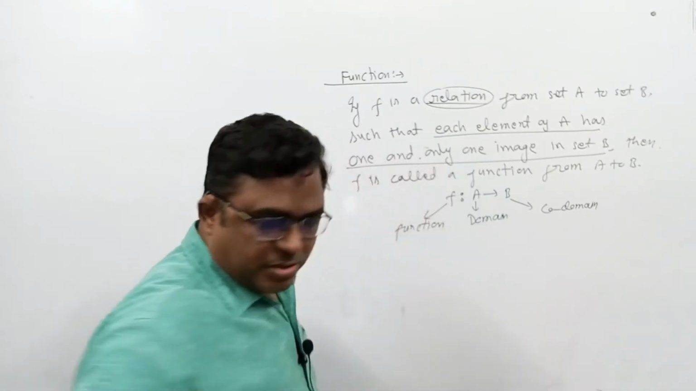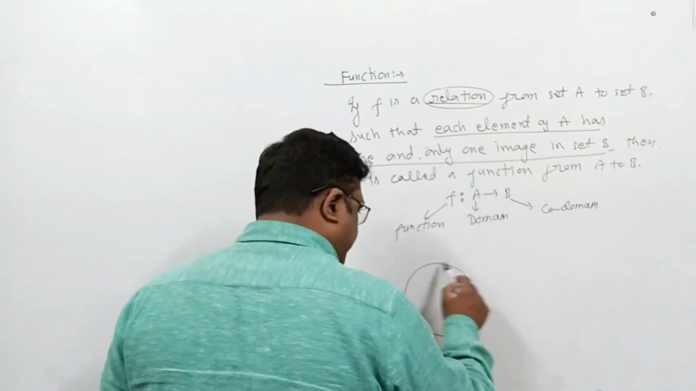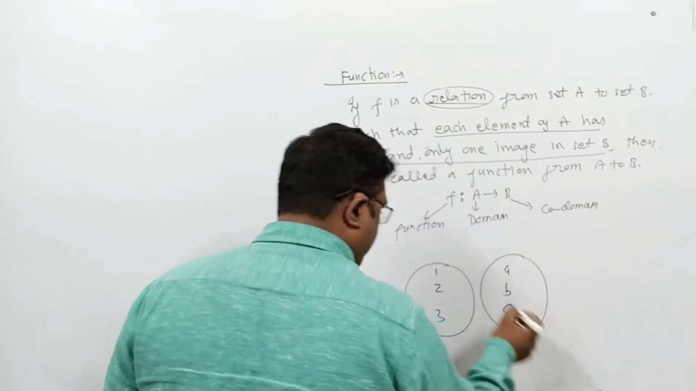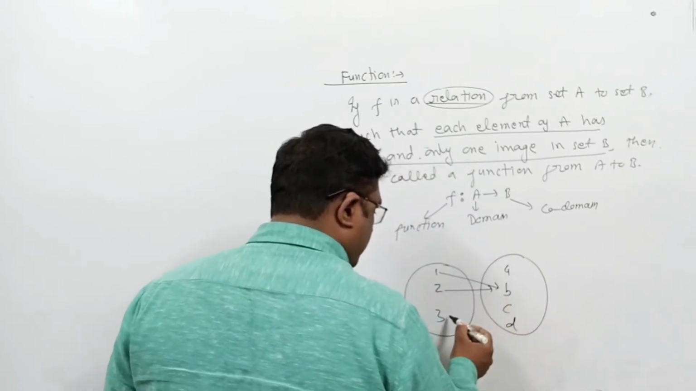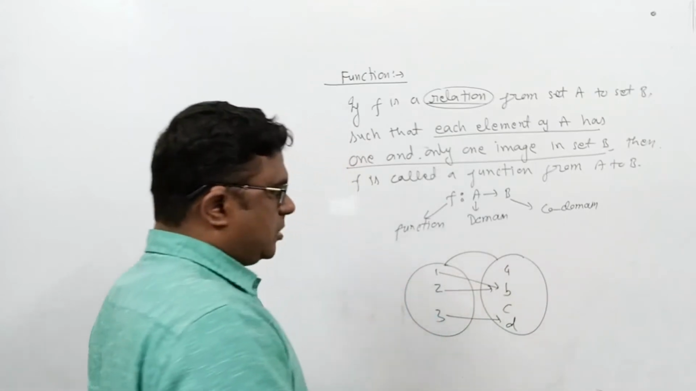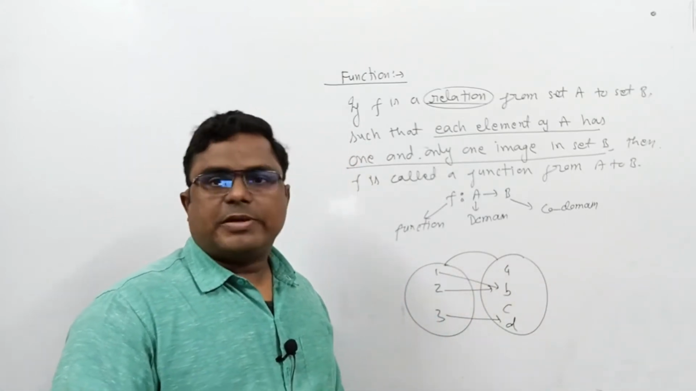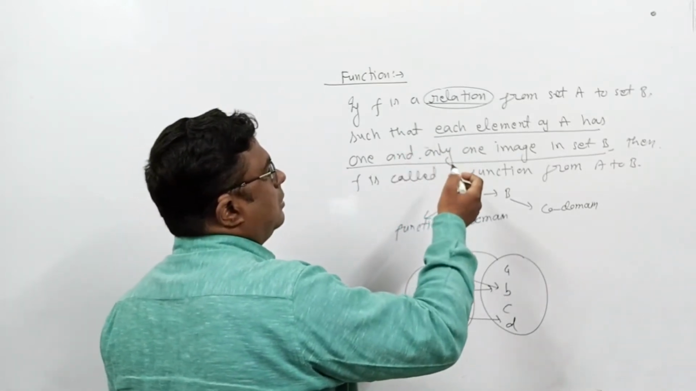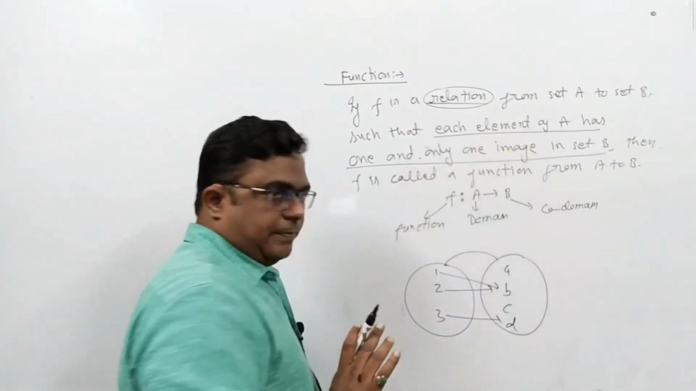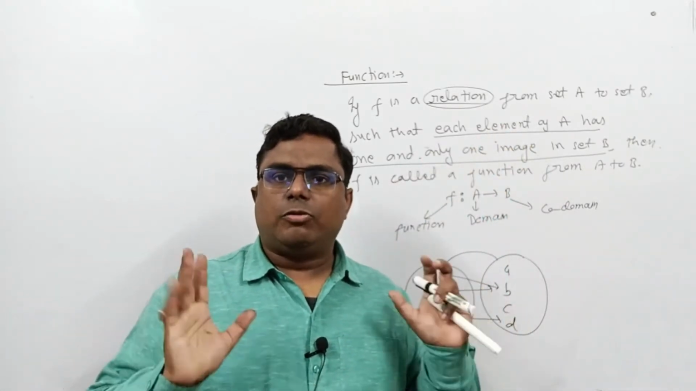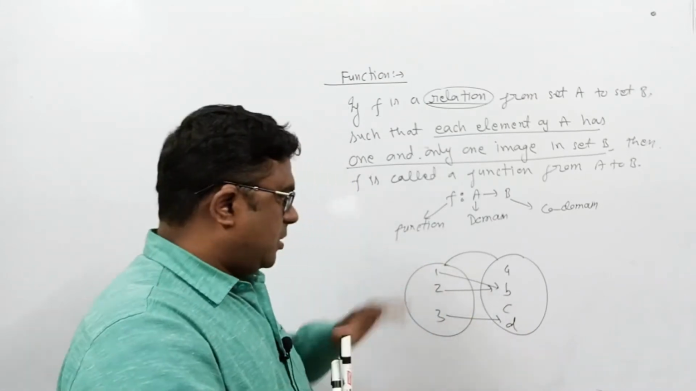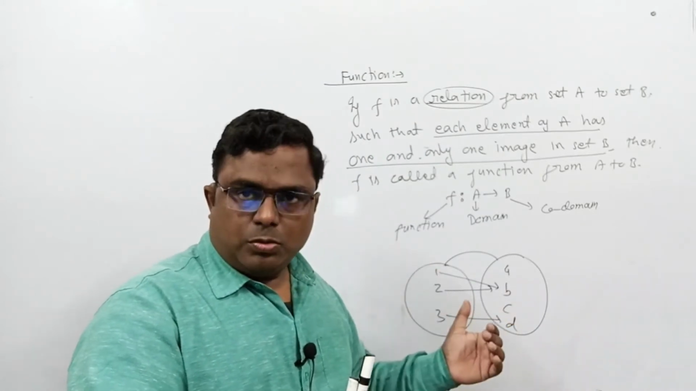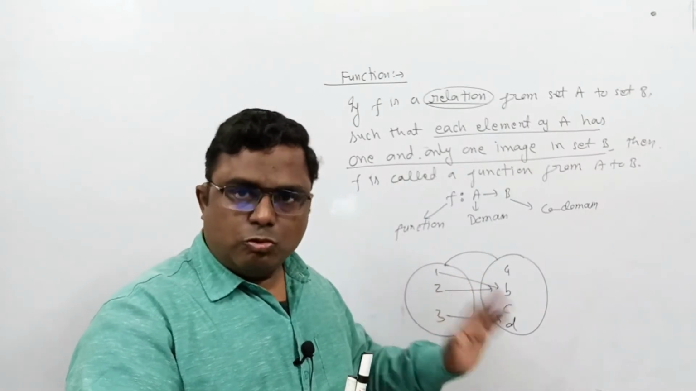I will show you one more example. 1, 2, 3, A, B, C. Now my question is whether it is a function or not. Sometimes the students are confused in this. If you want to check for function, you have to check these two things only. I am telling you in simple language: number 1, all elements of this side must have an image, and number 2, no element can have two or more images.